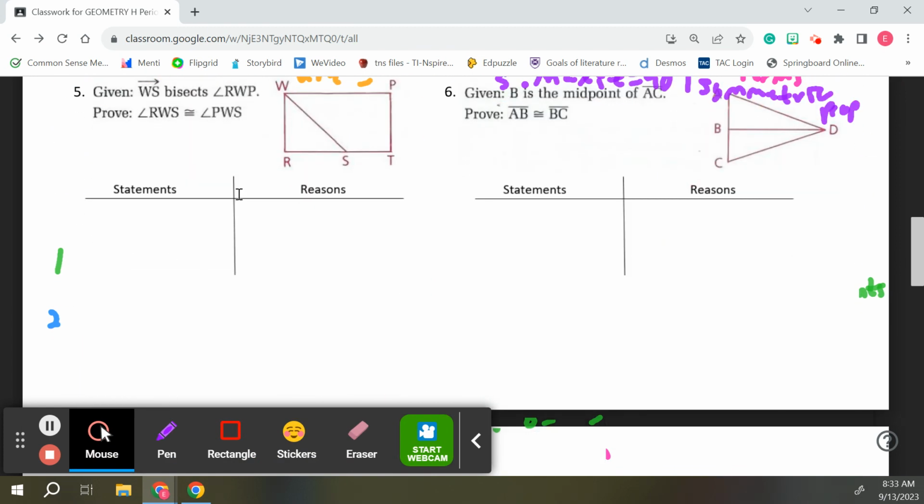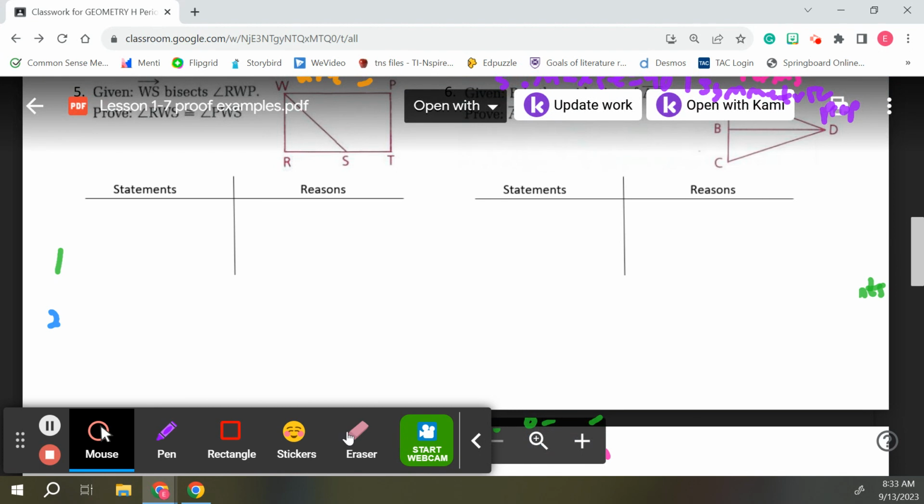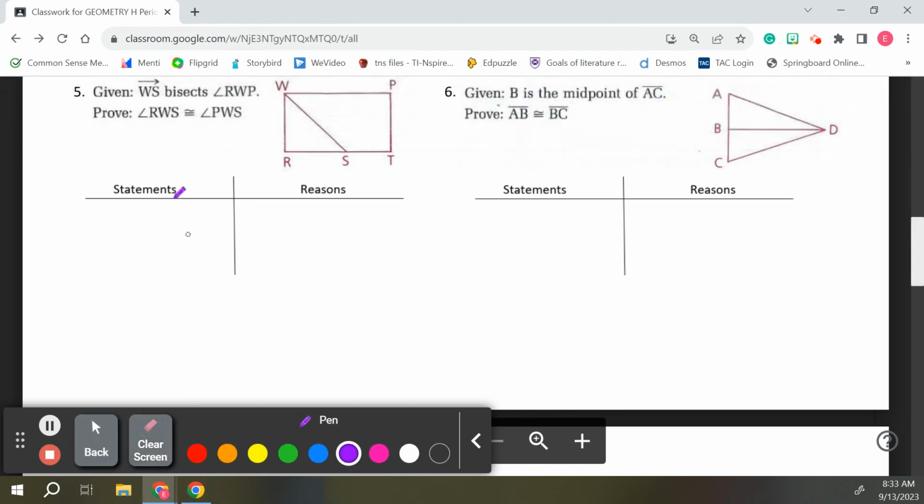All right, number 5. Is anybody still writing? Because I am going to erase. All right. Number 5 says, given ray WS bisects angle RWP. So here's RWP, here's WS. I know that this is going to be congruent with that, so I'm going to kind of muck it up a little bit. It's okay to draw on these. They want us to prove that angle RWS is congruent to angle PWS. So again, I'm going to start with that given: ray WS bisects angle RWP. That is what is given to me.